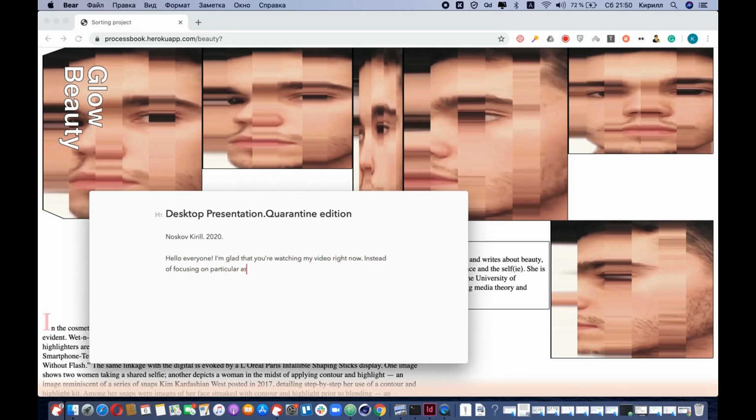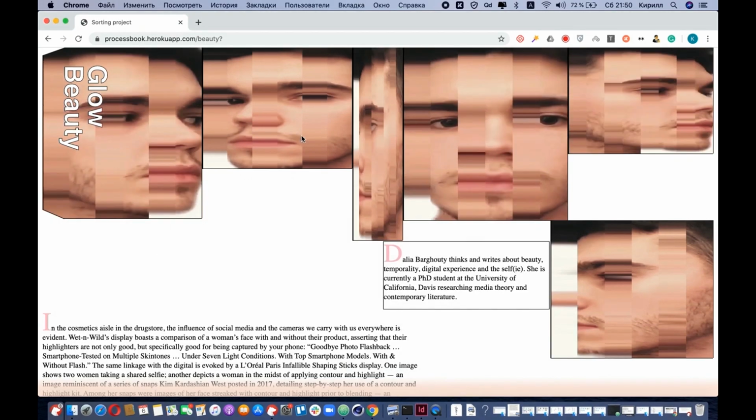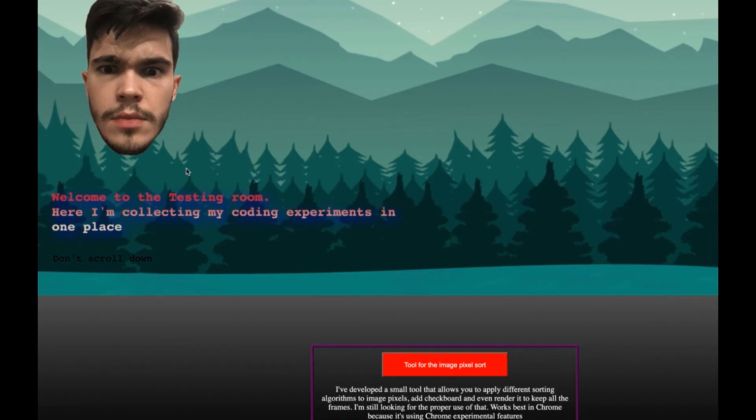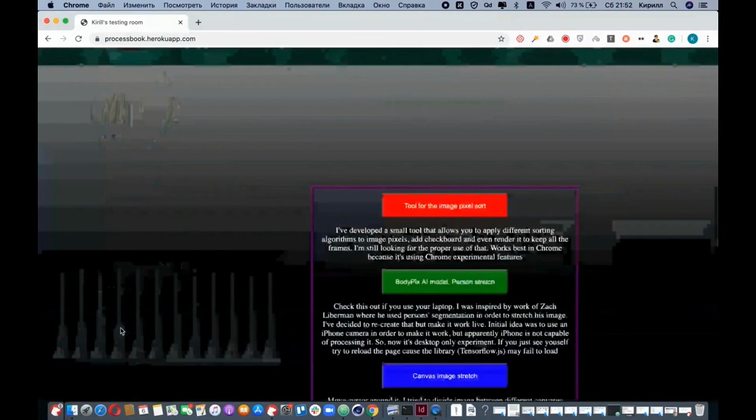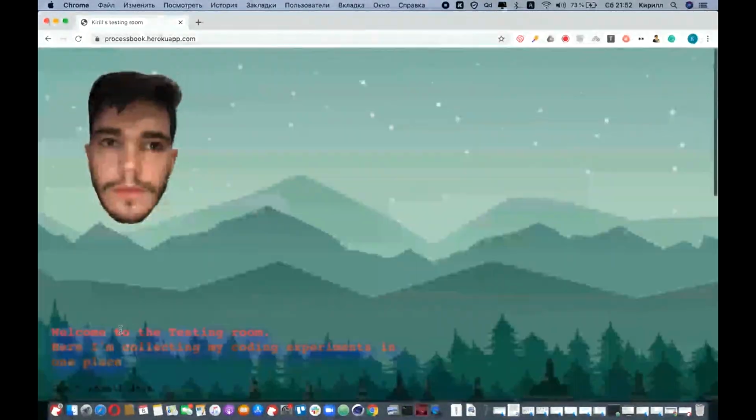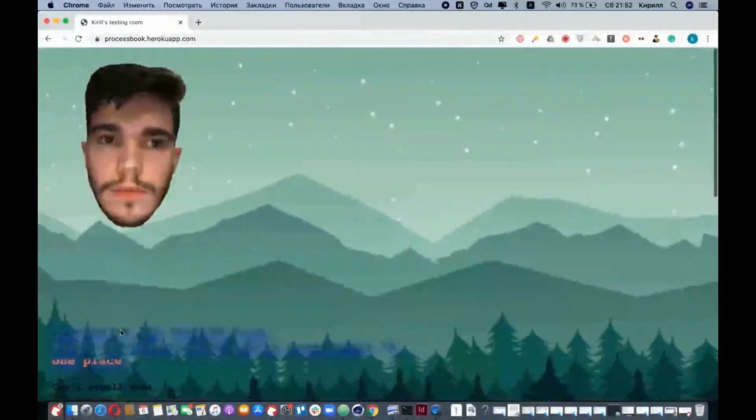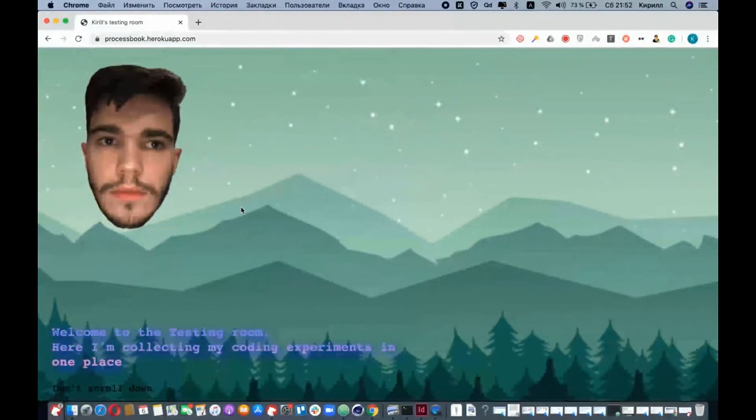Instead of focusing on particular aspects of the project that I'm gonna show, I would like to highlight the driving force behind them. This is a small website that I made for the coding process book. I always look for possibilities to make the web a less lonely space and use the power of digital technologies and networks to bring people in.